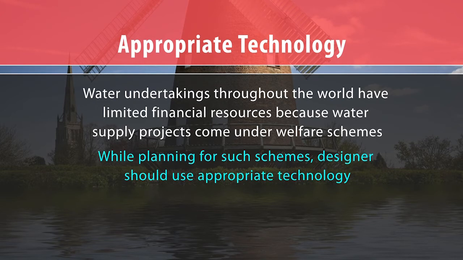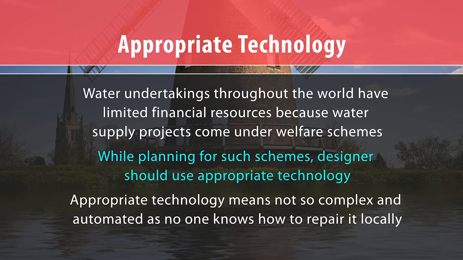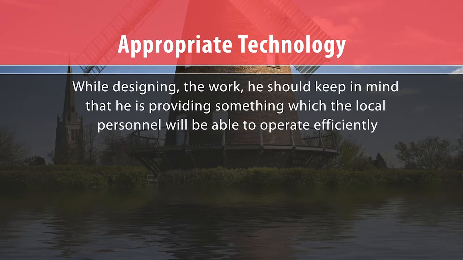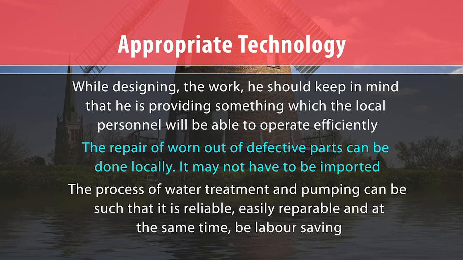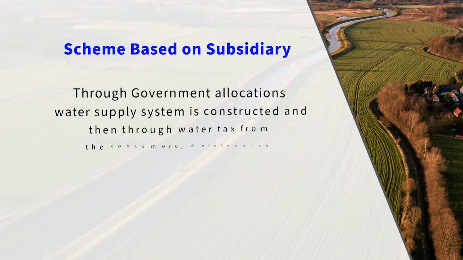While planning such schemes, designers should use appropriate technology. Appropriate technology means not-so-complex technology and not so automated, as no one knows how to repair it locally. While designing the work, the designer should keep in mind that he is providing something which the local personnel will be able to operate efficiently. The repair of worn out or defective parts can be done locally. The parts may not have to be imported. The process of water treatment and pumping can be such that it is reliable, easily repairable, and at the same time labor saving.